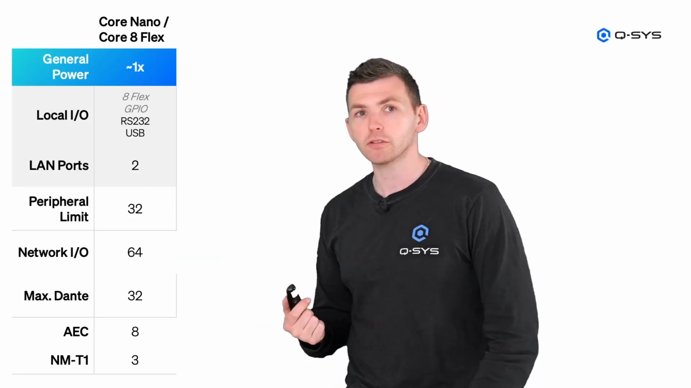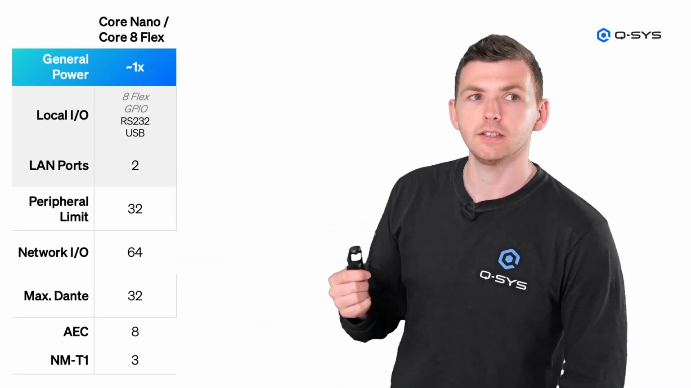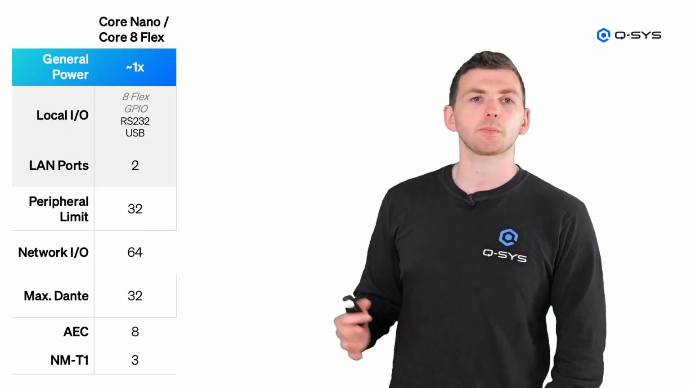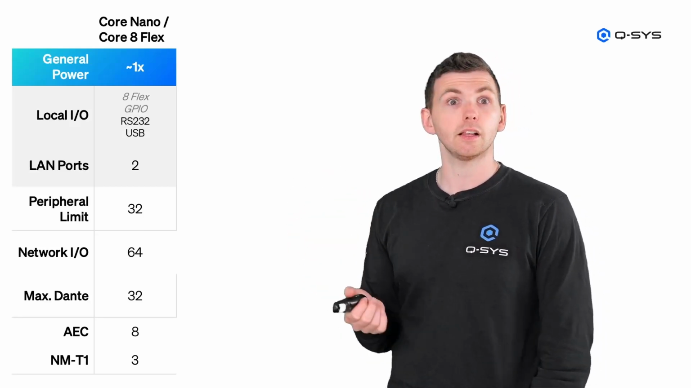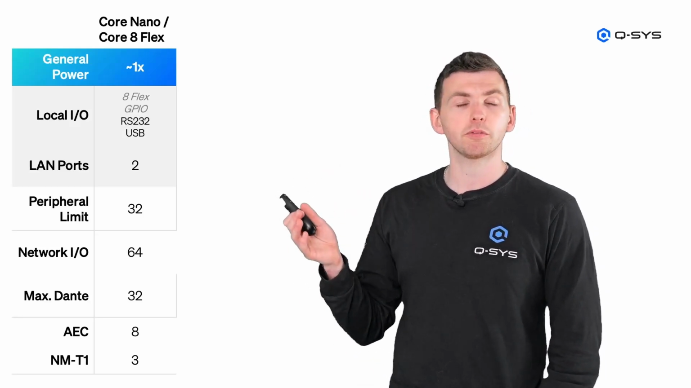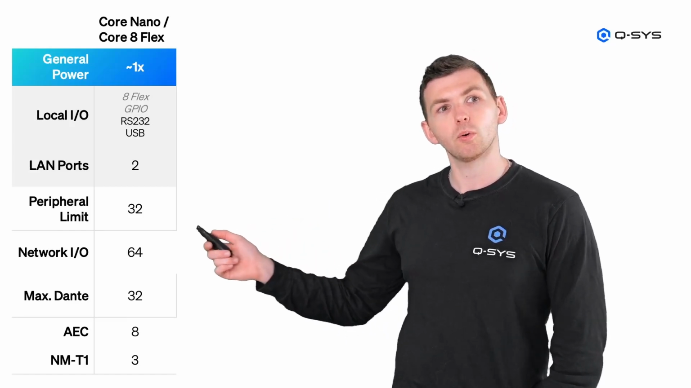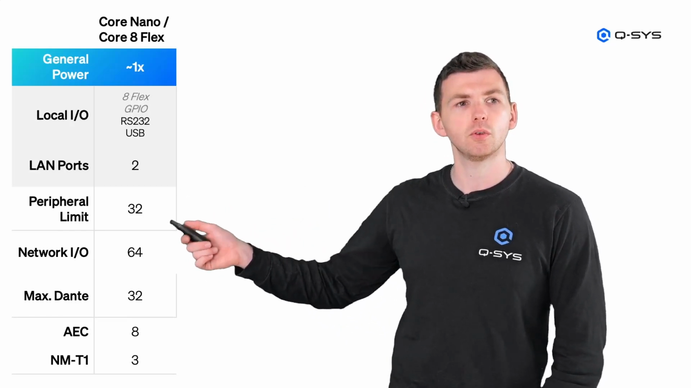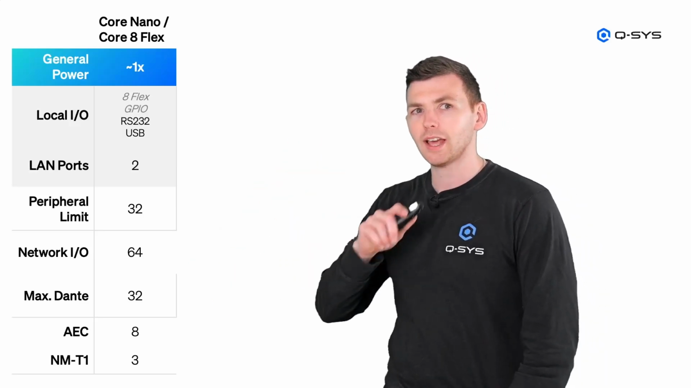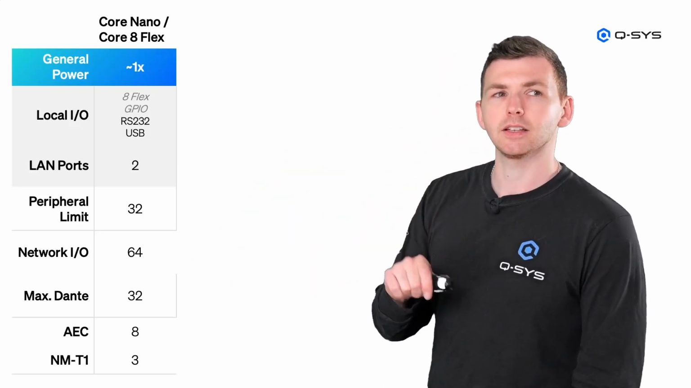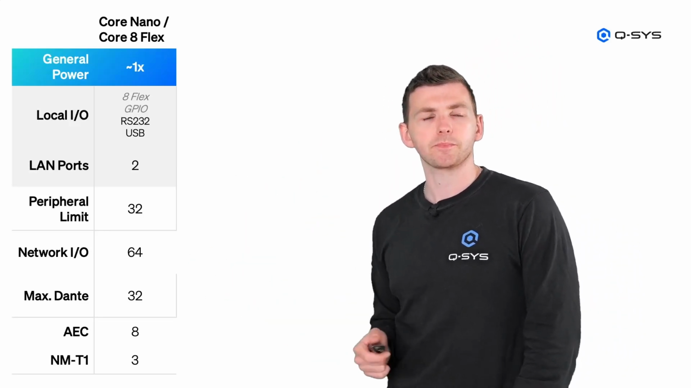These have a peripheral limit of 32 peripherals. So that includes touch panels, cameras, NL loudspeakers. All the other peripherals we're going to be looking at, they all count against that. So you've got 32 maximum there. These cores can actually be expanded, and we'll talk about that later. But for now, let's look at this here.